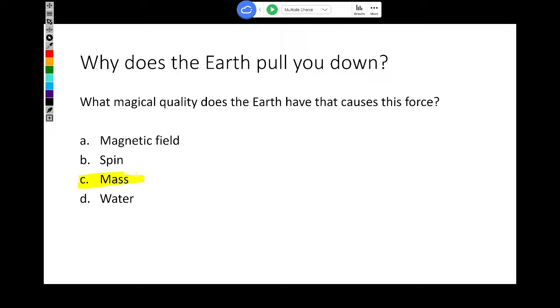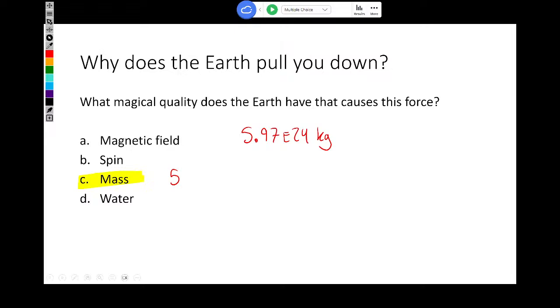The Earth is massive, like stupid massive. We're going to see in a future problem that this is the mass of the Earth: 5.97 times 10 to the 24 kilograms. I only know this number because I used it this morning. This number you can look at and say, yeah, that's a big number. But to really appreciate how big of a number this is, we're going to write it out.